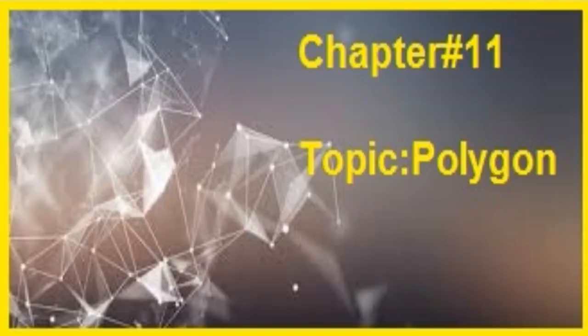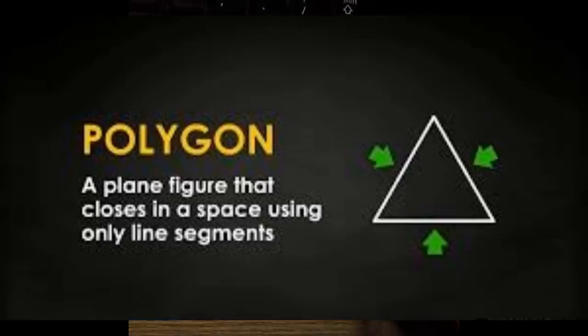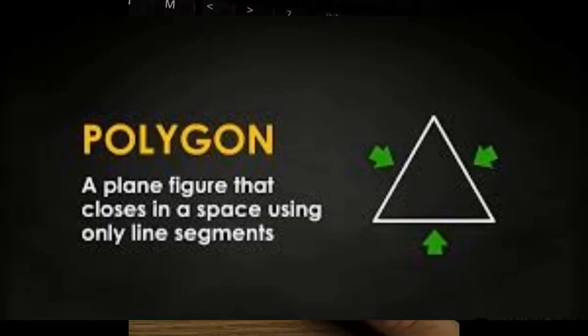Fine. Okay, now the first one is polygon. A polygon is a plane figure that is closed in space using only line segments. It means a plane that is closed with line segments. It may have 3 lines, 4 lines, 5 lines. Fine. And we can classify polygons according to their sides. Got it beta? Okay, now the second topic today is types of polygons.